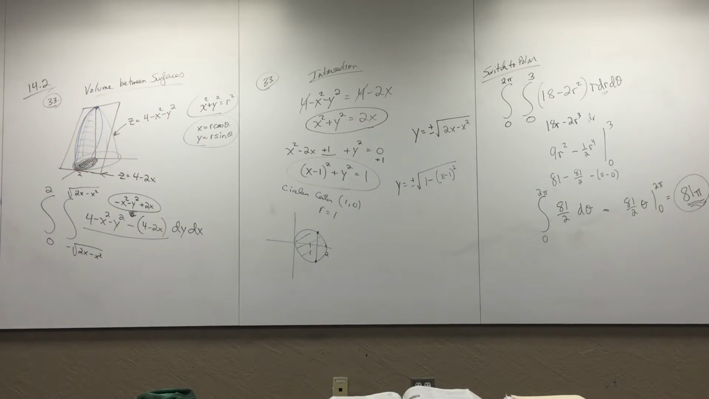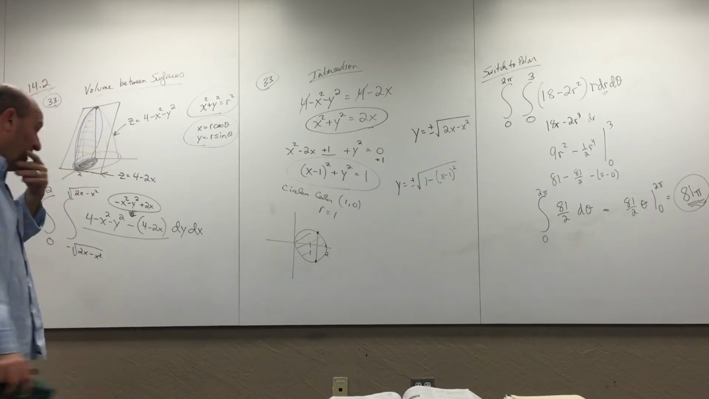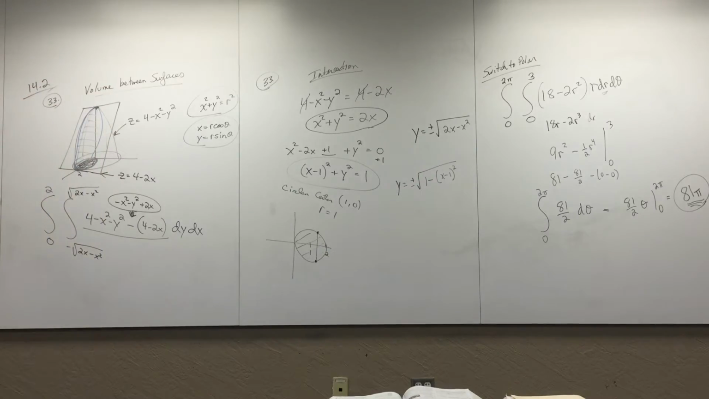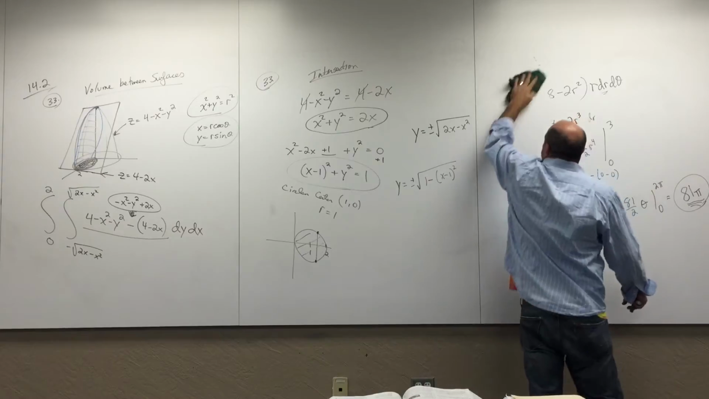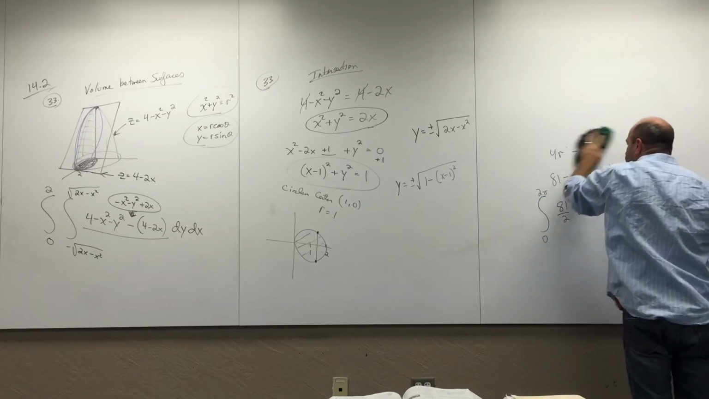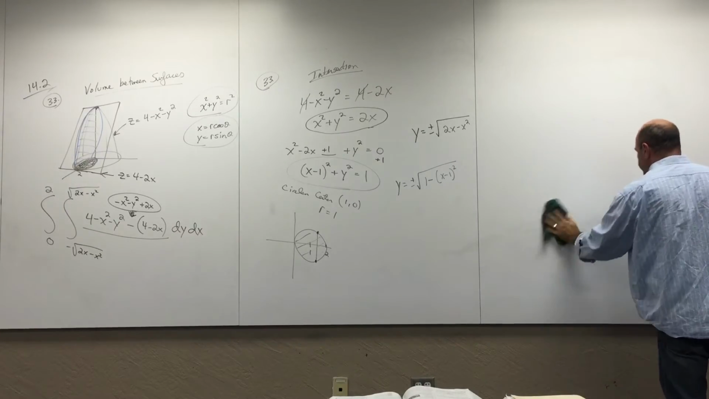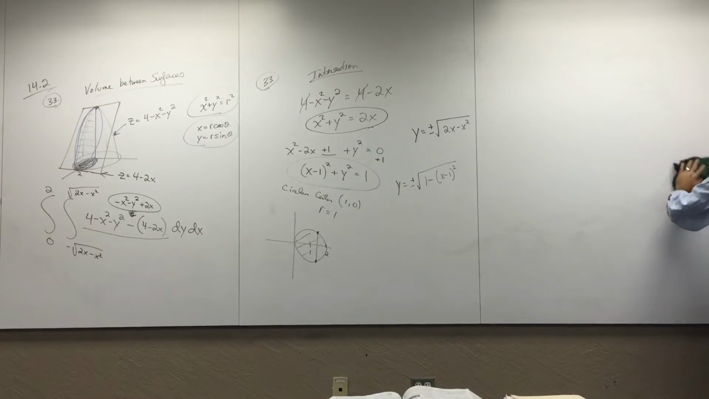It would be cool in polar coordinates. But how do you do that when the center is shifted? Wouldn't it be r squared equals 2r cosine theta? Good.